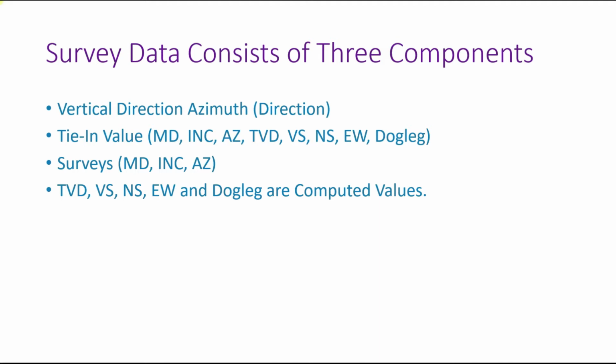The third component of survey data is your surveys, which consist of your measured depth, your inclination, and your azimuth. It should be noted that in surveys, when you get a survey, the TVD, the vertical section, the north-south, the east-west location, and the doglegs are computed values, whereas the measured depth, inclination, and azimuth are measured values.